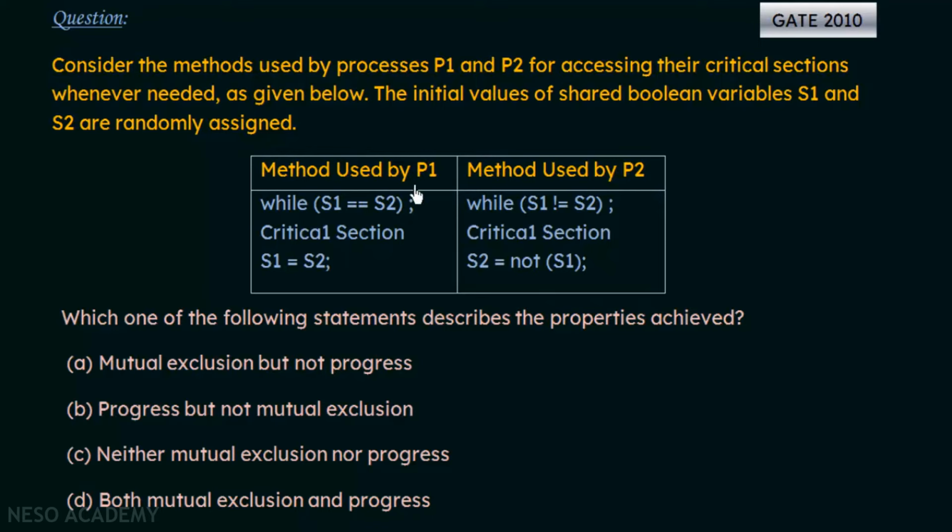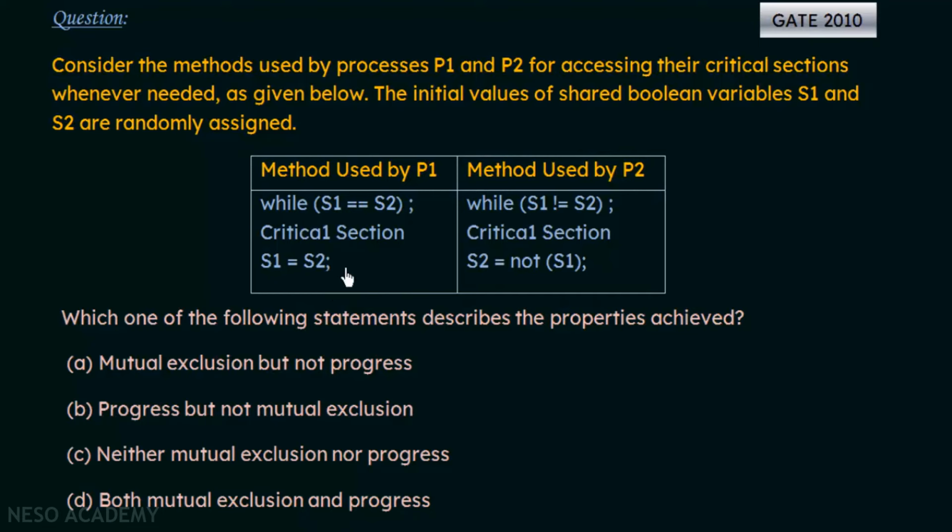Let's say that process P1 wants to enter its critical section. So it comes here and it checks if S1 is equal to S2. Let's say that this condition is false, S1 is not equal to S2, and it is able to enter the critical section. So it enters its critical section, and then after it enters, it will set S1 equal to S2 and then it comes out of the critical section.